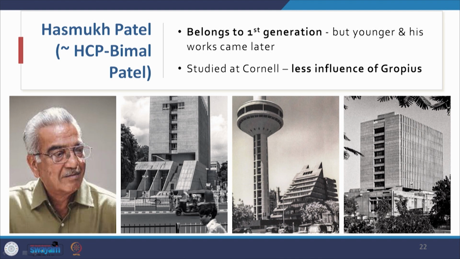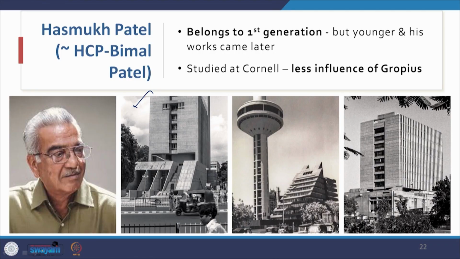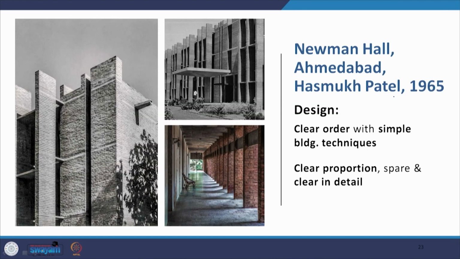Architect Bimal Patel is now looking after this firm, and his father Hasmukh Patel belonged to the first generation, but he was younger, so his works come a little bit later, and he studied at Cornell, and so there was less influence of Walter Gropius on him, but his works are very typically modernist. If you look at all three projects, they are very typically modernist that are depicted here. And let us just talk about one, the Newman Hall, one of his most famous projects of his early years, done in Ahmedabad in 1965.